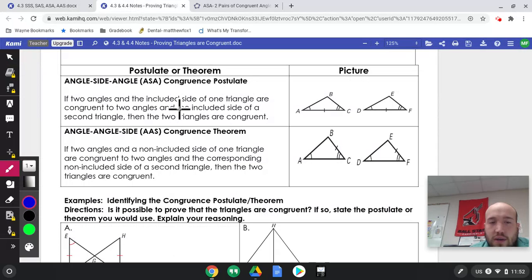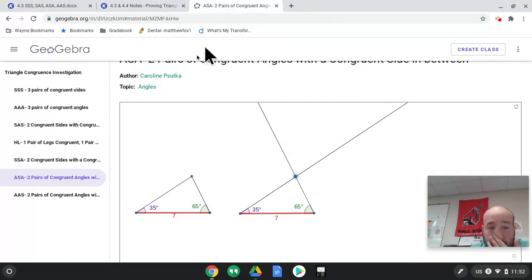Oops, wrong page. Angle, angle, side. This tells us if two angles and a non-included side of one triangle are congruent to two angles and the corresponding non-included side of a second triangle, then the two triangles are congruent. So if we look here, AAS, where in this one, the side was in between those two angles, but here it's AAS versus ASA. Okay, so angle, angle, side.